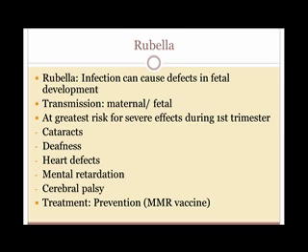Typically, these children may have cataracts, deafness, heart defects, mental retardation, or cerebral palsy. Treatment is generally geared to prevention. How do we prevent rubella? Generally with an MMR vaccine, a vaccine that contains measles, mumps, rubella protection. So we want to make sure that women are up to date on their vaccines.